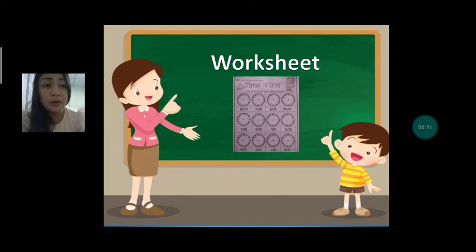We have here worksheets for you to answer. You are going to write what time it is. The first one is 12 o'clock. So the long hand should be pointing to number 12 and the short one is also pointing to number 12. That's 12 o'clock.